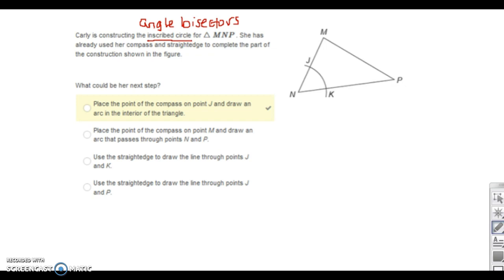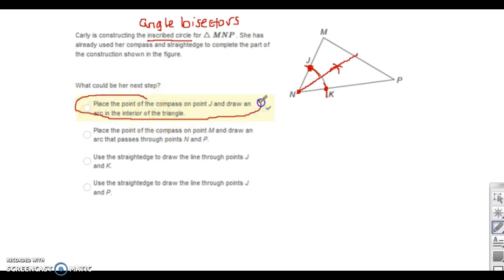But let's go back to this quiz question. What they've done so far is they've placed the point of the compass on vertex N, and they've drawn an arc through each side. Next, they need to place the point of the compass on those intersections and draw an arc in the middle here, and then place it on that intersection and draw an arc in the middle there. That way you can get that first angle bisector. So let's see what our answer options say. Place the point of the compass on point J and draw an arc in the interior of the triangle.